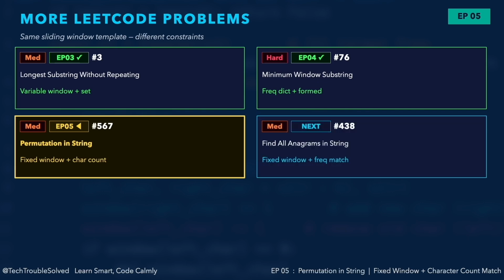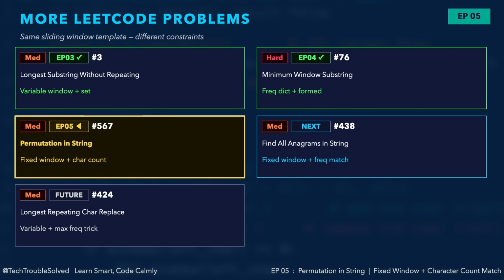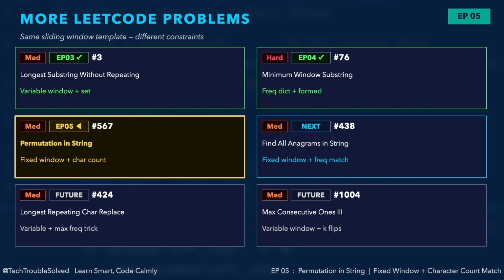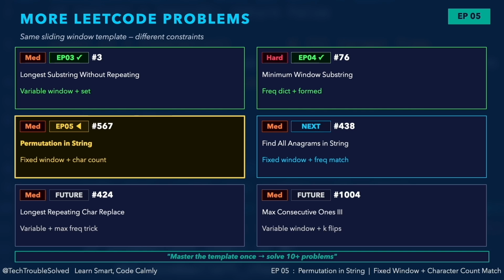Episode 6 next, find all anagrams. Same fixed window. One modification to what we built today. And coming further out, longest repeating character replacement and max consecutive ones 3. Variable windows again, but with more complex conditions inside the loop. One template, 10 plus problems. That's the whole point of this series. You are not learning solutions. You are learning patterns, and patterns transfer.